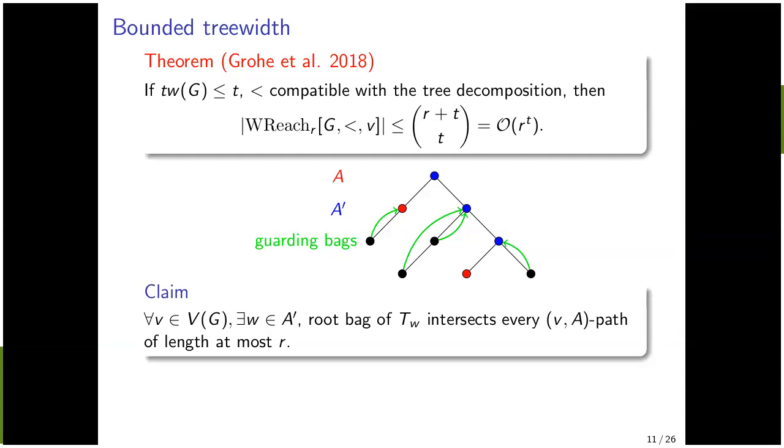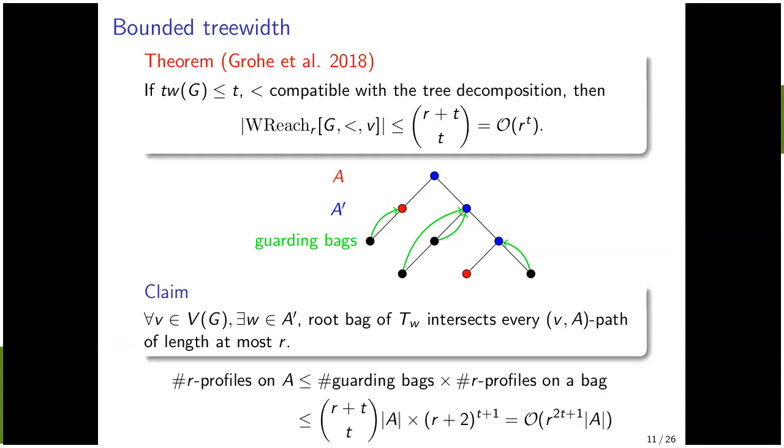Yes, okay. And the profile will be constant to plus infinity. Okay, and now the consequence of that is that the profile of V on A is completely determined by its guarding bag and the profile on its guarding bag. So the number of guarding bags is at most (R+T choose T) times A, and the number of profiles in the bag. And the bag has size T plus 1 at most. This is always at most (R+2)^(T+1).